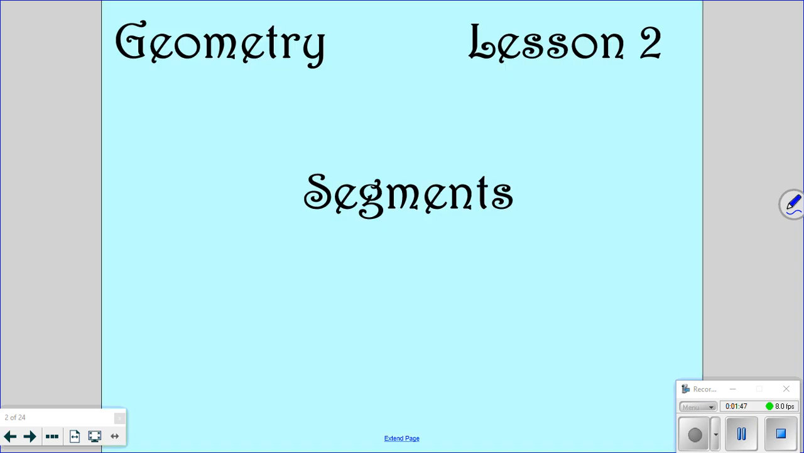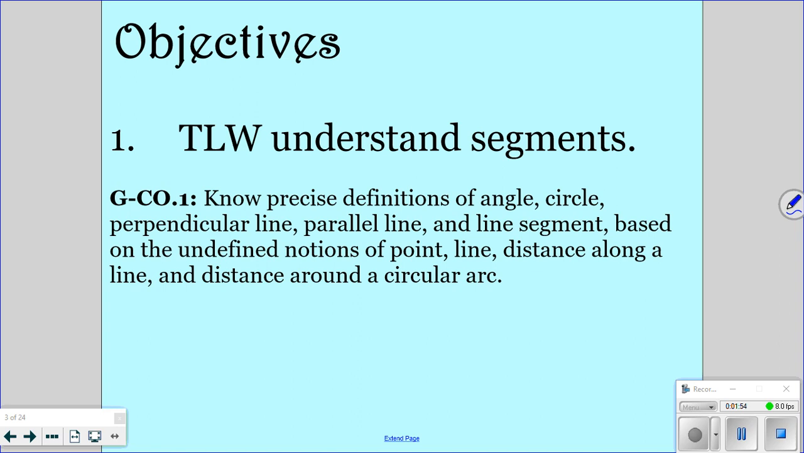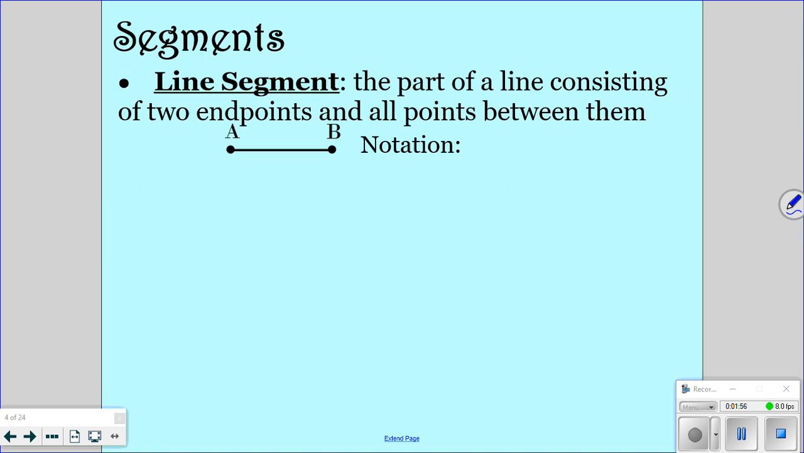So we're looking at lesson 2 today. We're dealing with segments. So hopefully after this lesson you'll understand how segments work. A line segment is part of a line consisting of two endpoints and all points between them. So if we have AB for our line segment, the way that you write that is AB with a line bar over it. There are no arrows on the ends of it.